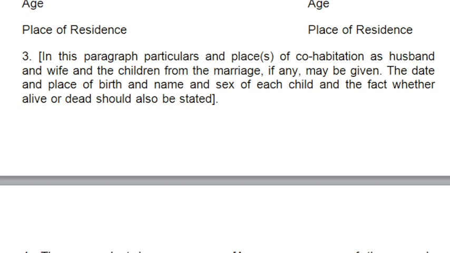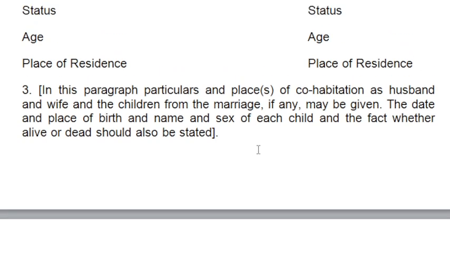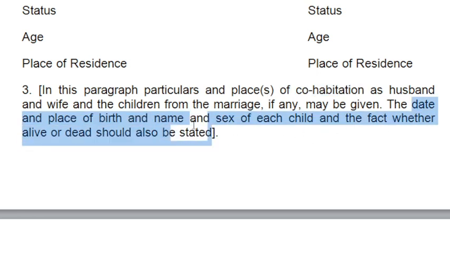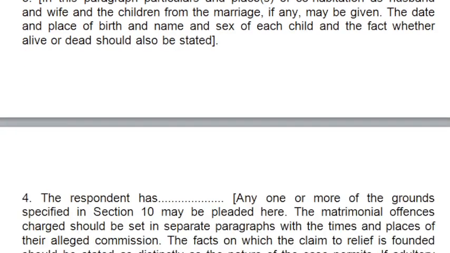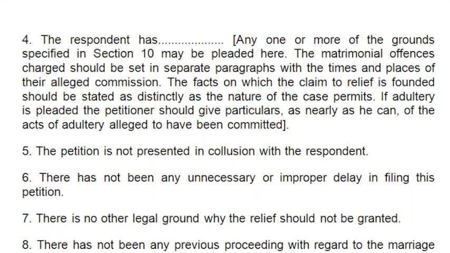Then the next paragraph comes, in which you have to mention the particulars and place of cohabitation. If husband and wife are married and they have children, then they must have cohabited at a certain place. So where they reside, the date and place of birth, name and sex of the child, whether male or female. You have to mention all of these details. After that the next point comes.